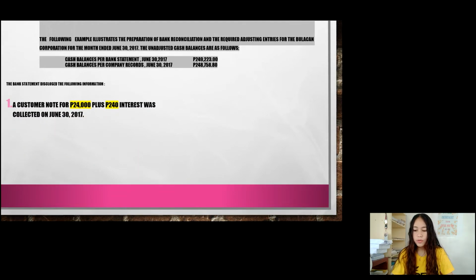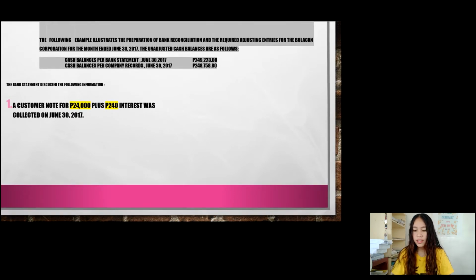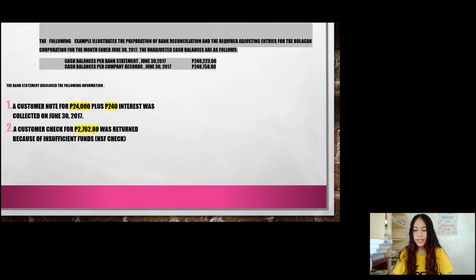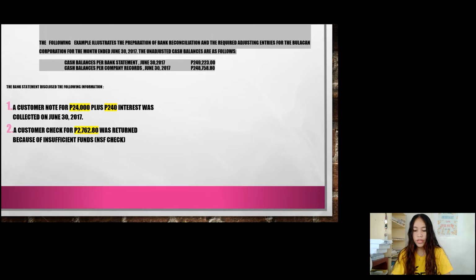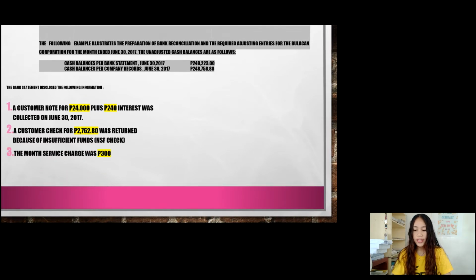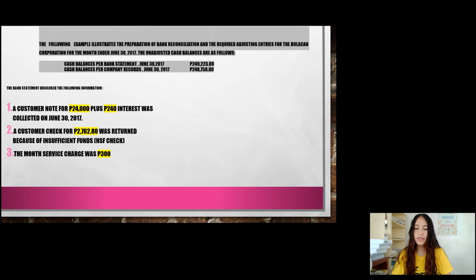The bank statement disclosed the following information. First, a customer note for 24,000 pesos plus an interest of 240 was collected on June 30, 2017. Second, a customer check for 2,762.80 pesos was returned because of insufficient funds, or NSF. And third, the monthly service charge was 300 pesos.